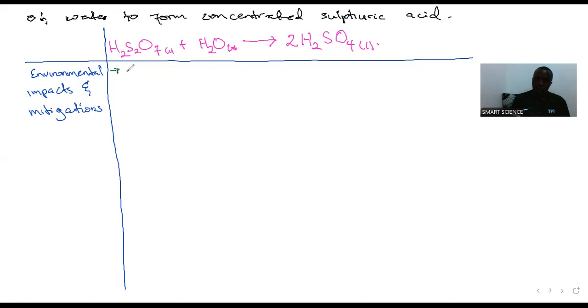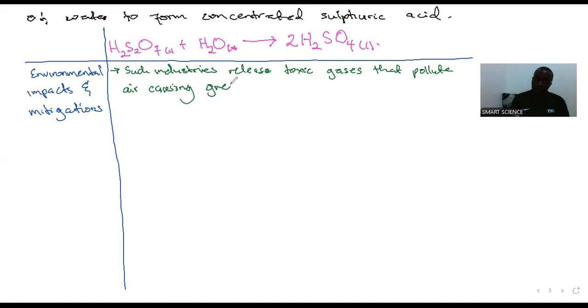For example, such industries release toxic gases that pollute air, causing greenhouse effect and global warming.